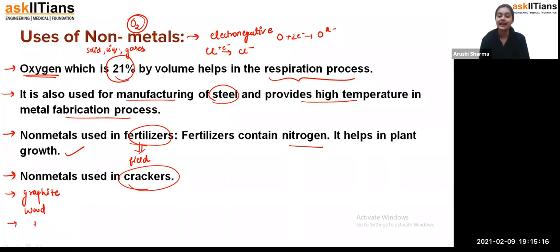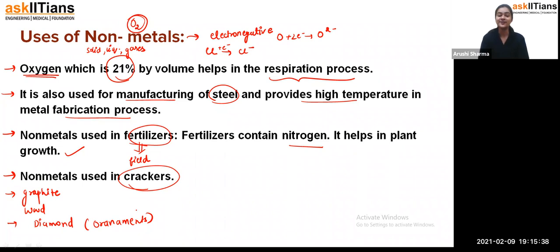Fine. Then diamond is used for what purpose? Diamond is used for glass cutting, and as well as for ornaments, jewelry we can say. Diamond necklace, diamond ring, diamond earrings. So that's how we can see that non-metals are used everywhere.